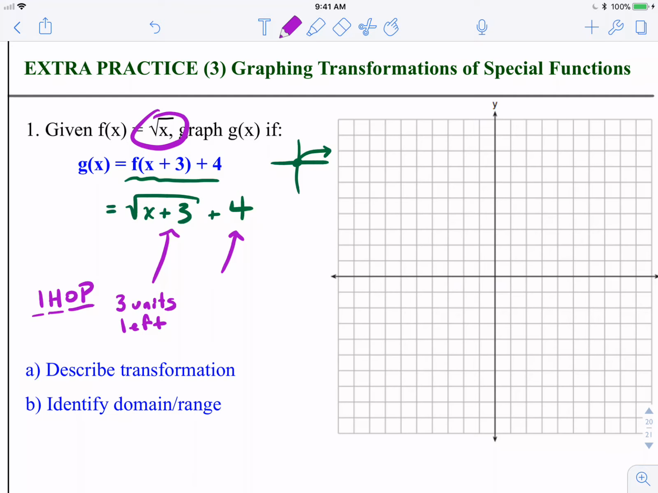The plus 4, anything outside of a rule for any graph, absolute value, quadratics, anything outside of the rule where you're just tacking on or taking away is going to move that function up or down. In this case, it's going to be up 4 units. So we have our two transformation rules.